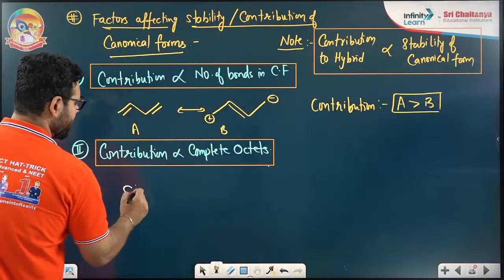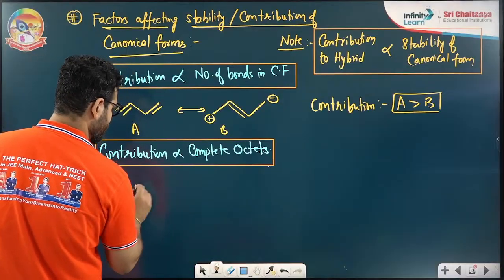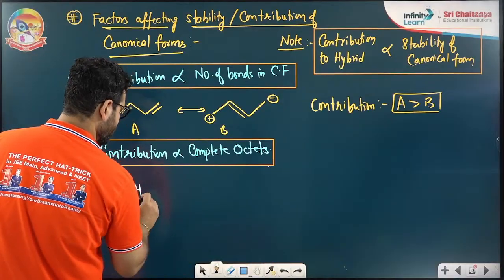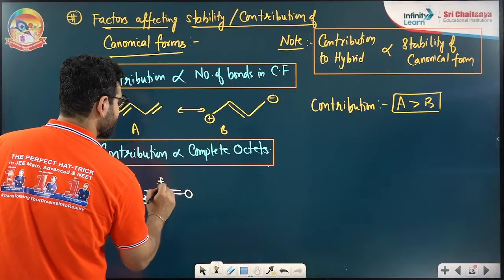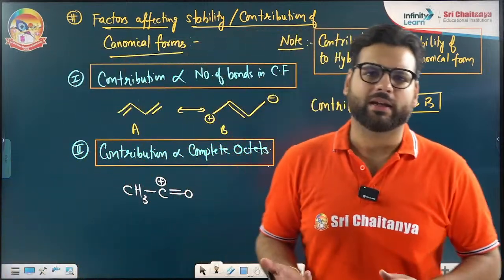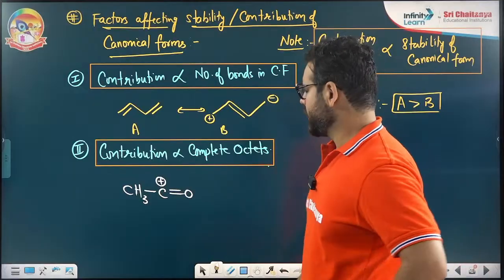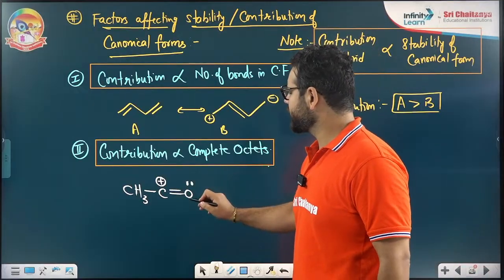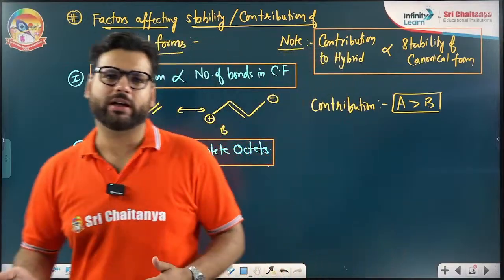For example, if I take CH3 C double bond O and a positive charge here, this is an acyl carbocation. In this, the carbon has an incomplete octet. Now, if I draw its resonating structure, you can see here this lone pair and this positive charge are alternate to each other.